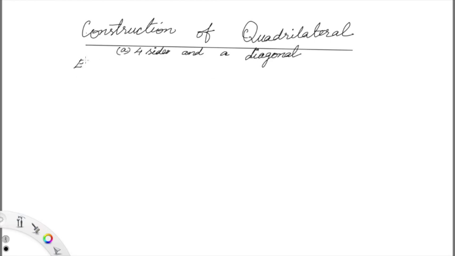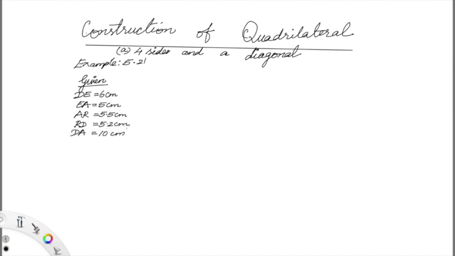See, you read this example 5.21. What is given? DE is 6 centimeter and EA is 5 centimeter. Then AR is 5.5 centimeter and RD is 5.2 centimeter. Then DA is 10 centimeter. And you are asked to construct a quadrilateral DEAR, and to find the area of the constructed quadrilateral. Finding the area of a quadrilateral, we'll see later. Just we'll construct the quadrilateral. That's enough now.